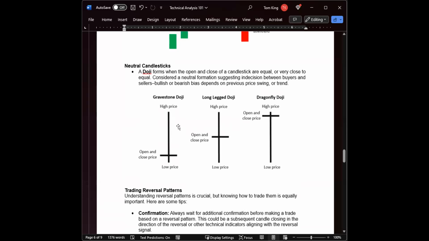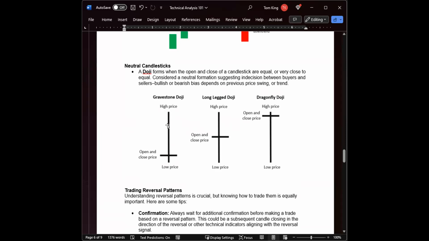So the doji, it's signaling a potential reversal, but really it's signaling indecision. There are no winners. The bears and bulls closed the day at the same price we opened. We may have had a run up.